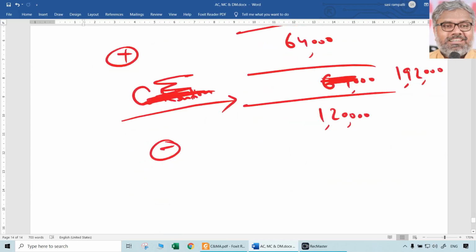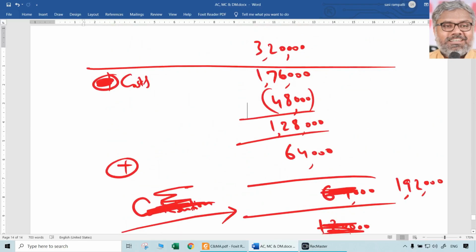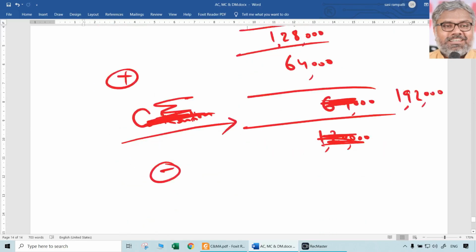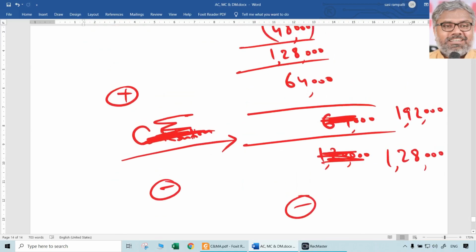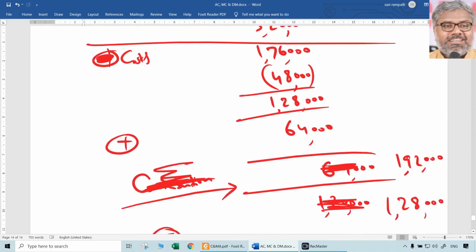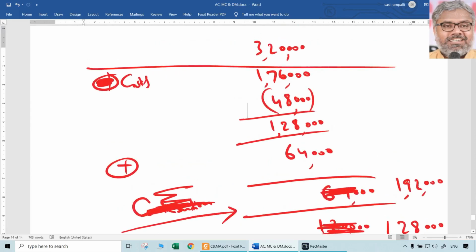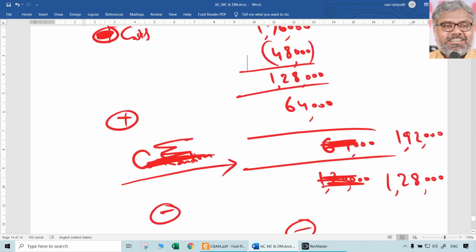If at all you want contribution, that can be shown separately like this. 320 minus 192 is 1,28,000, the contribution. Correct. So how 192? 176 minus 48 plus 64,000. Correct. So 128 is contribution minus fixed cost.